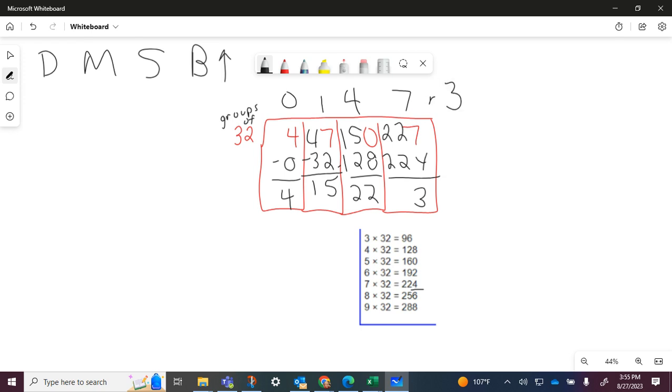So there's 3 cards that I have left over, and I can't make another group because in order to make a group, I need 32. So those are just my leftovers. So here, now that I've gotten my answer, I'm all done. Again, we're going to check it. Let me show you how you do that with the remainder.